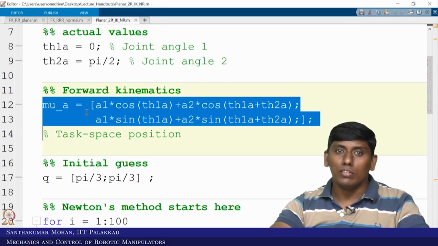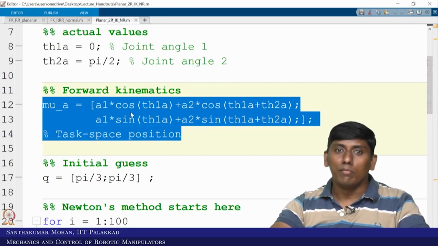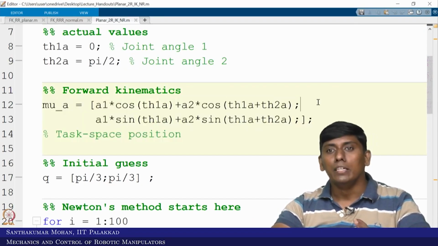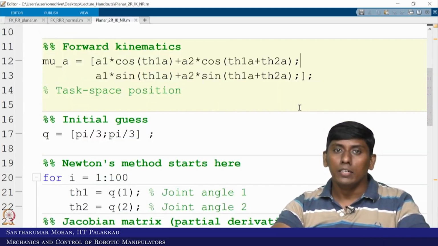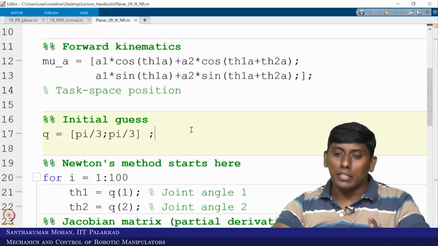So, for us actually this is obtainable in the sense. Instead of this relation, the mu a would be straight away given. So, in this case it is 1 comma 1. Okay. So, then what we are trying to do as per the algorithm, we have to start with a guess. So, I am taking a guess as pi by 3 each.